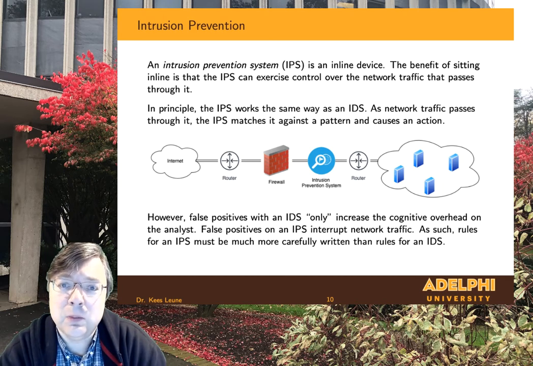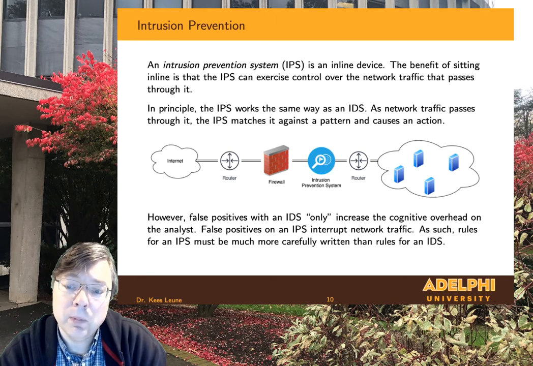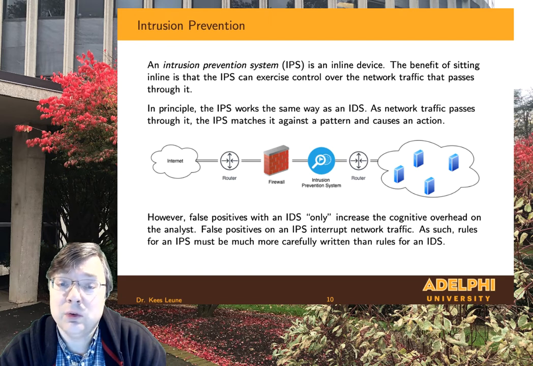So in that aspect, it's very similar to a firewall. The firewall will only let traffic through if it matches certain patterns. The IPS will block traffic if it matches certain patterns. But because it's inline and it's actually looking at the actual traffic rather than at a copy of it, it can influence whether or not that network traffic goes through.